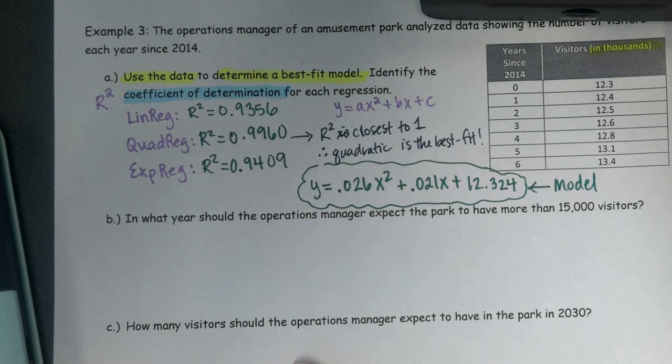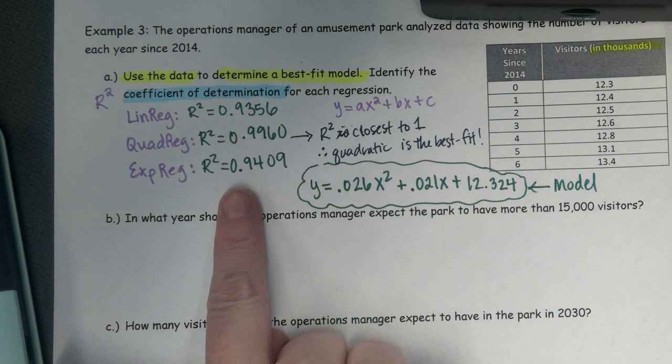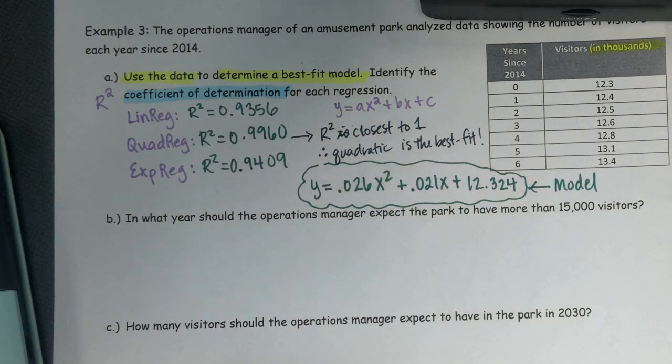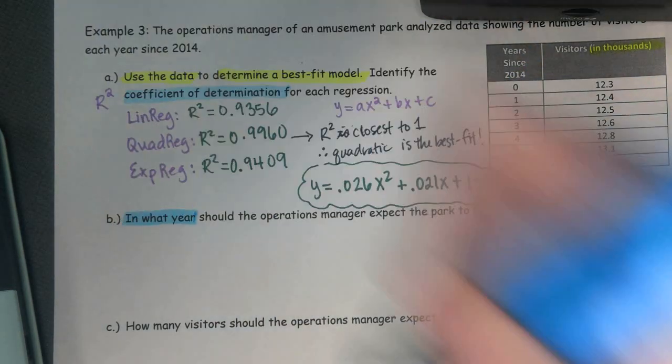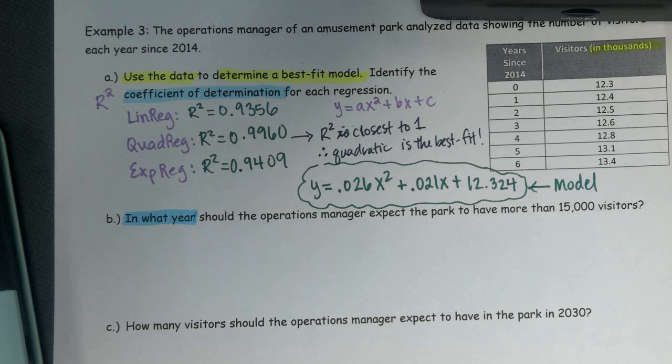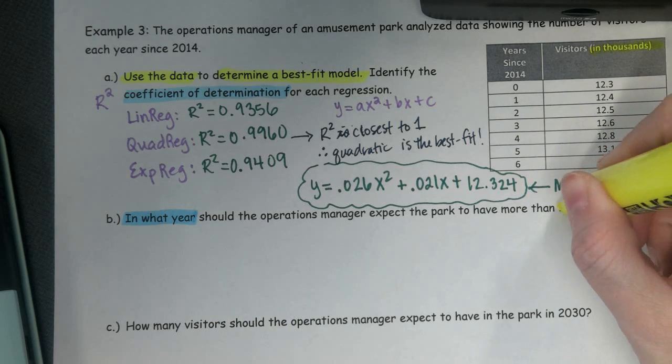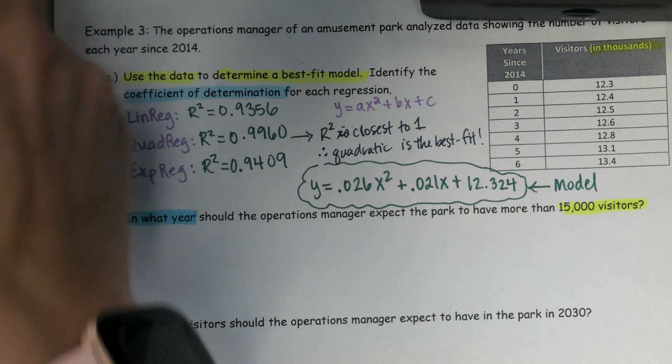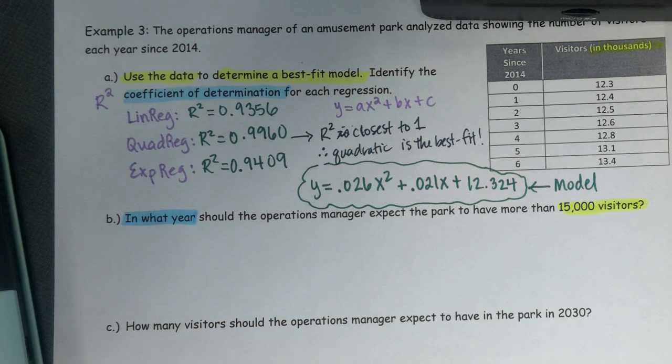Okay, any questions about part A? So finding the model, determining the best fit, how to determine which one is the one you want. Okay, then let's move to part B. So it says, in what year should the operations manager expect the park to have more than 15,000 visitors? This is actually a little trickier than it seems. Do you guys have some ideas on how we're going to solve it?